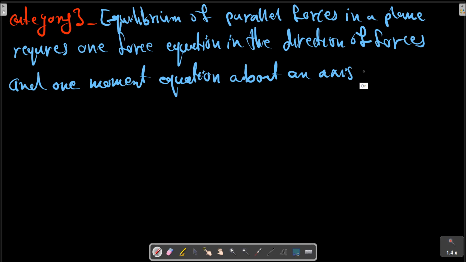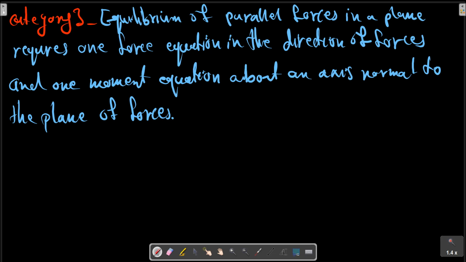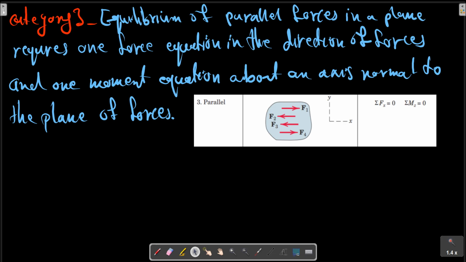About an axis normal to the plane of forces. For example, consider this picture. This picture shows parallel forces. Only two equations for equilibrium are required. The next category, category 4.